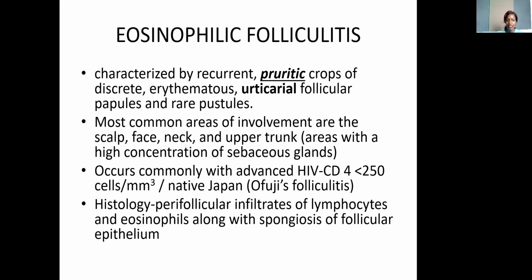Eosinophilic folliculitis. This is a condition that is characterized by pruritic, discrete erythematous papules, which may be urticarial, and it most commonly occurs in areas such as the scalp, the face, neck, and upper trunk. These are areas with a high concentration of sebaceous glands, and it may be endemic, as seen in Japan, and in this case it would be called Ofuji's folliculitis, or it can occur in patients with advanced HIV. And on biopsy, what you notice are perifollicular infiltrates of lymphocytes and eosinophils.